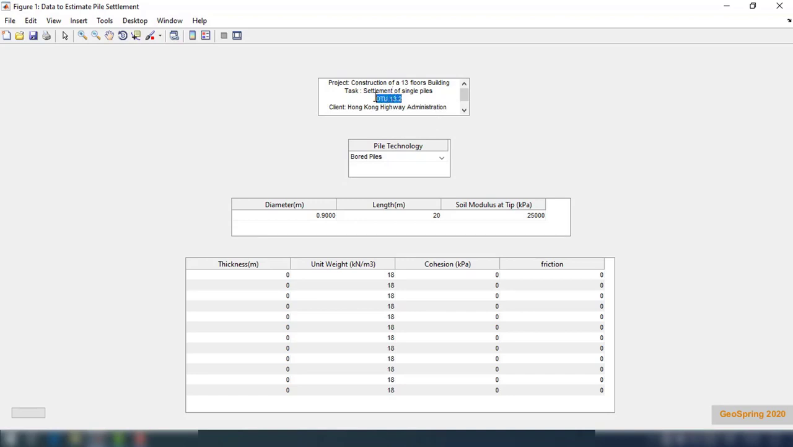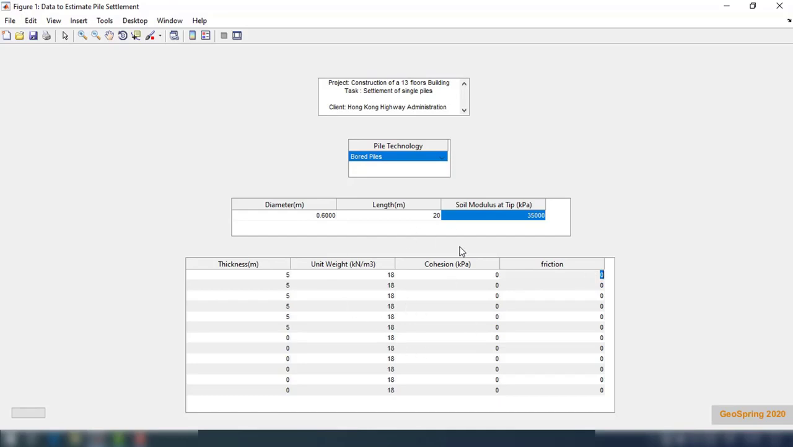Here you put your client. Here you put your pile technology, for example bored piles, the diameter of your pile, for example 0.6, the length, let us say 20, and the soil modulus at the tip, let us say 35 MPa. Here you put the thickness of each layer. Here you have the unit weight of each layer, cohesion and friction.